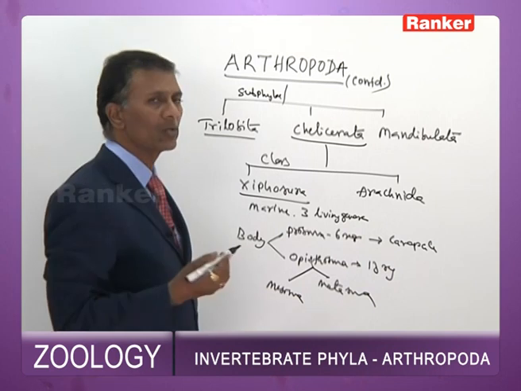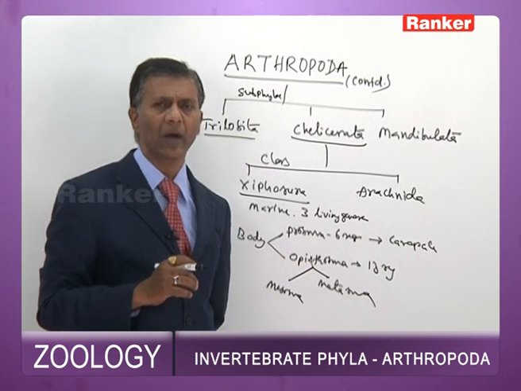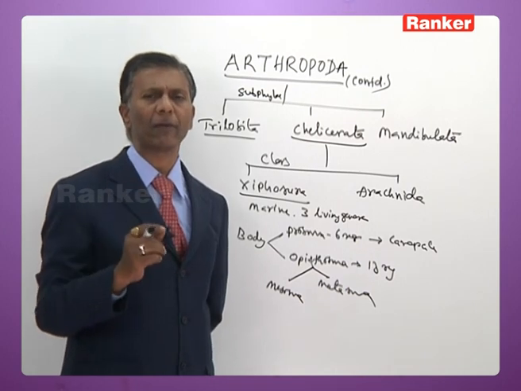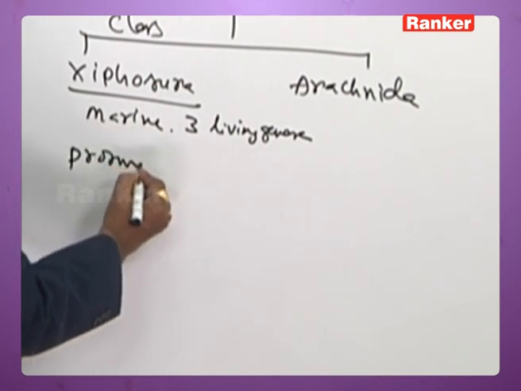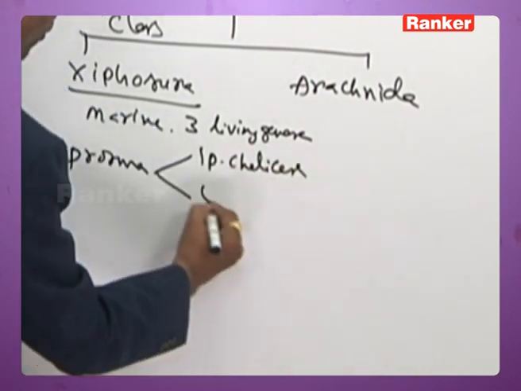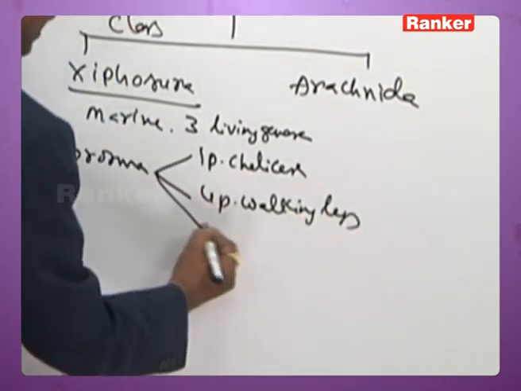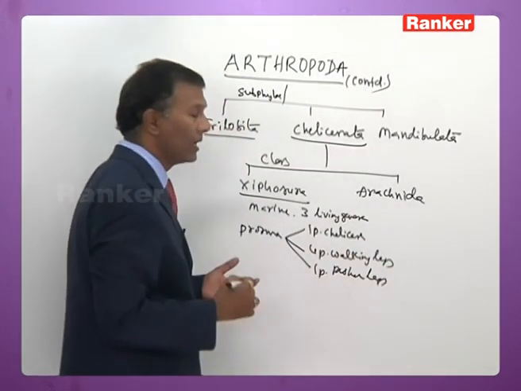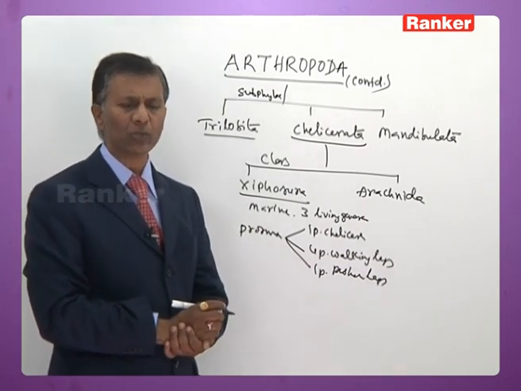The best example for Xiphosura is Limulus. In Limulus, the entire prosoma is covered by a shell-like structure called carapace, with a pair of laterally placed compound eyes and a pair of median eyes. The prosoma has 6 pairs of appendages: a pair of chelicerae, 4 pairs of walking legs, and a pair of pusher legs, all confined to the prosoma region.